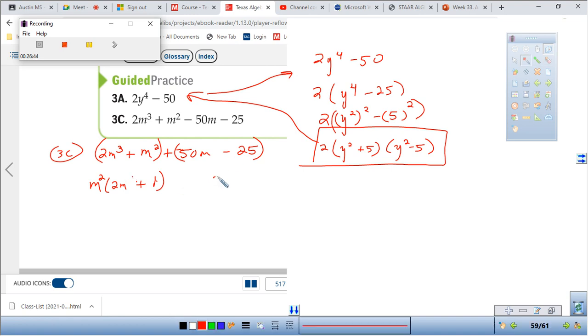Now, I really want 2m plus 1 here. So what could I factor out here? A whole 25. But the positive does not give me a negative, so this one's going to be a negative. And I think that works. Yeah, it works. So now look at this here. Factor that out. 2m plus 1. We're going to go with m squared minus 25.